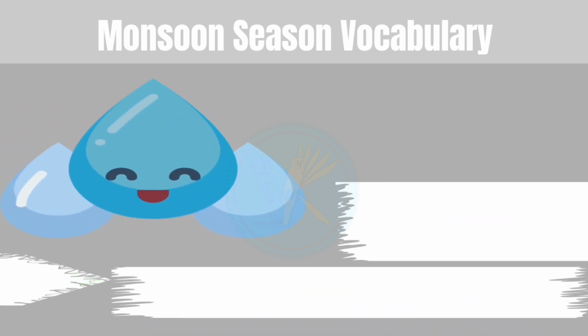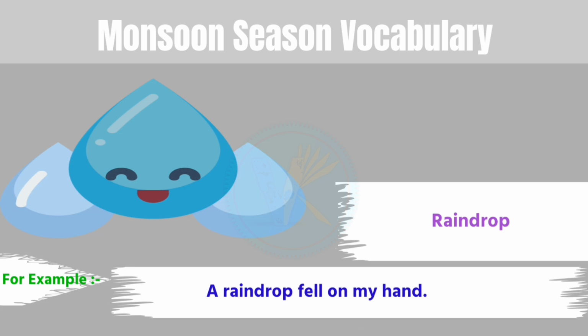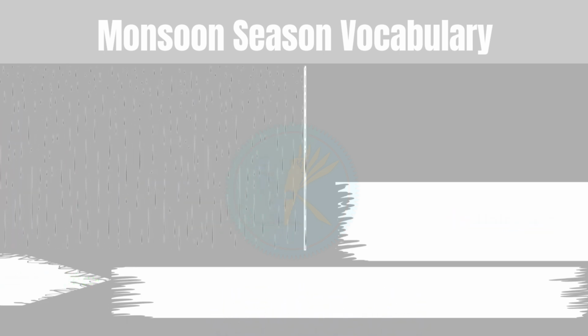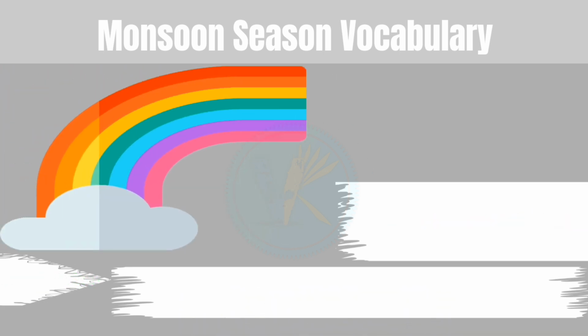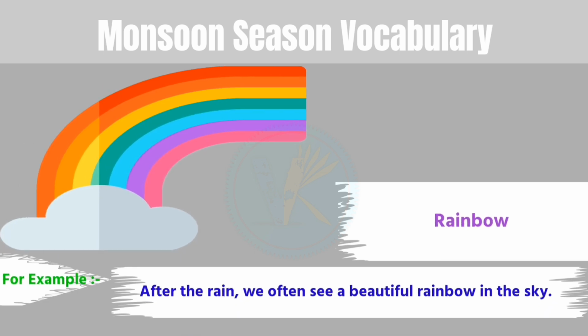Next, raindrop. Raindrop. For example, a raindrop fell on my hand. Next, rain cats and dogs. Rain cats and dogs. For example, it's raining cats and dogs outside. Next, rainbow. Rainbow. For example, after the rain, we often see a beautiful rainbow in the sky.